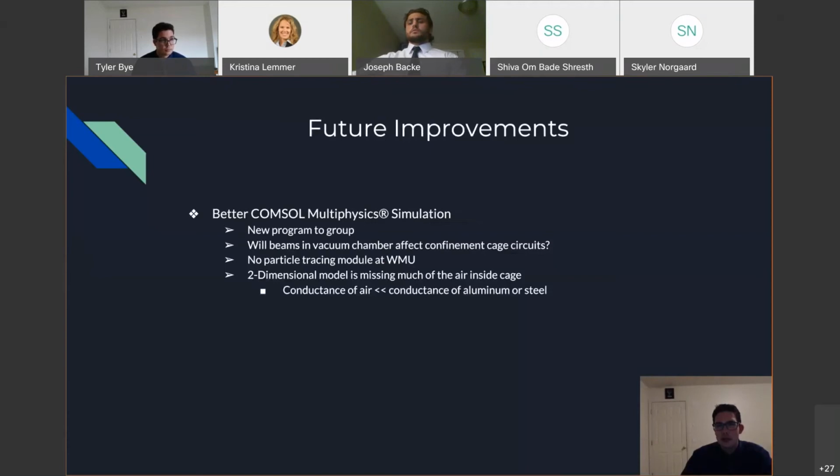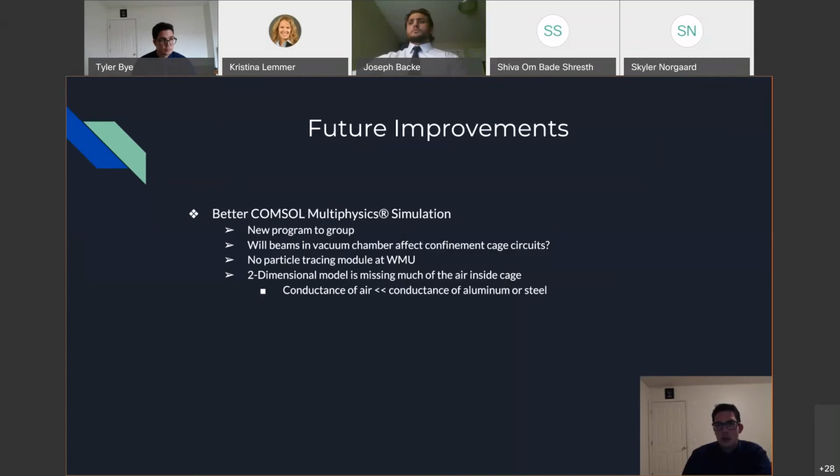The multiphysics simulation software was a new program to both of us, and we only had a semester to work with it, so it wasn't the most refined simulation. One thing to consider is that there are screws within the vacuum chamber touching the confinement cage. Would this affect the confinement cage circuits and give different results? That would need to be looked into before the confinement cage was run, to make sure that there wasn't a lot of current leakage into the vacuum chamber.